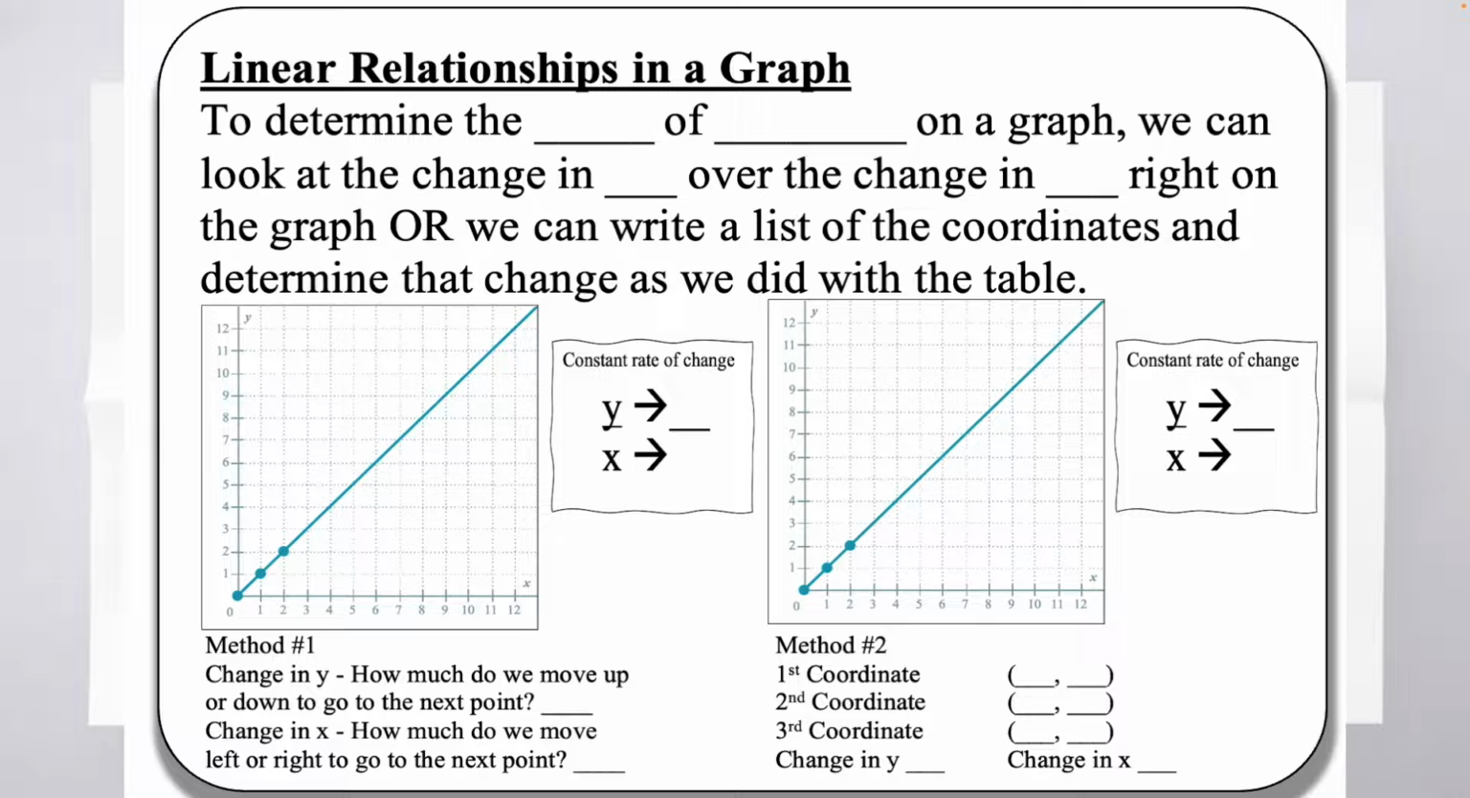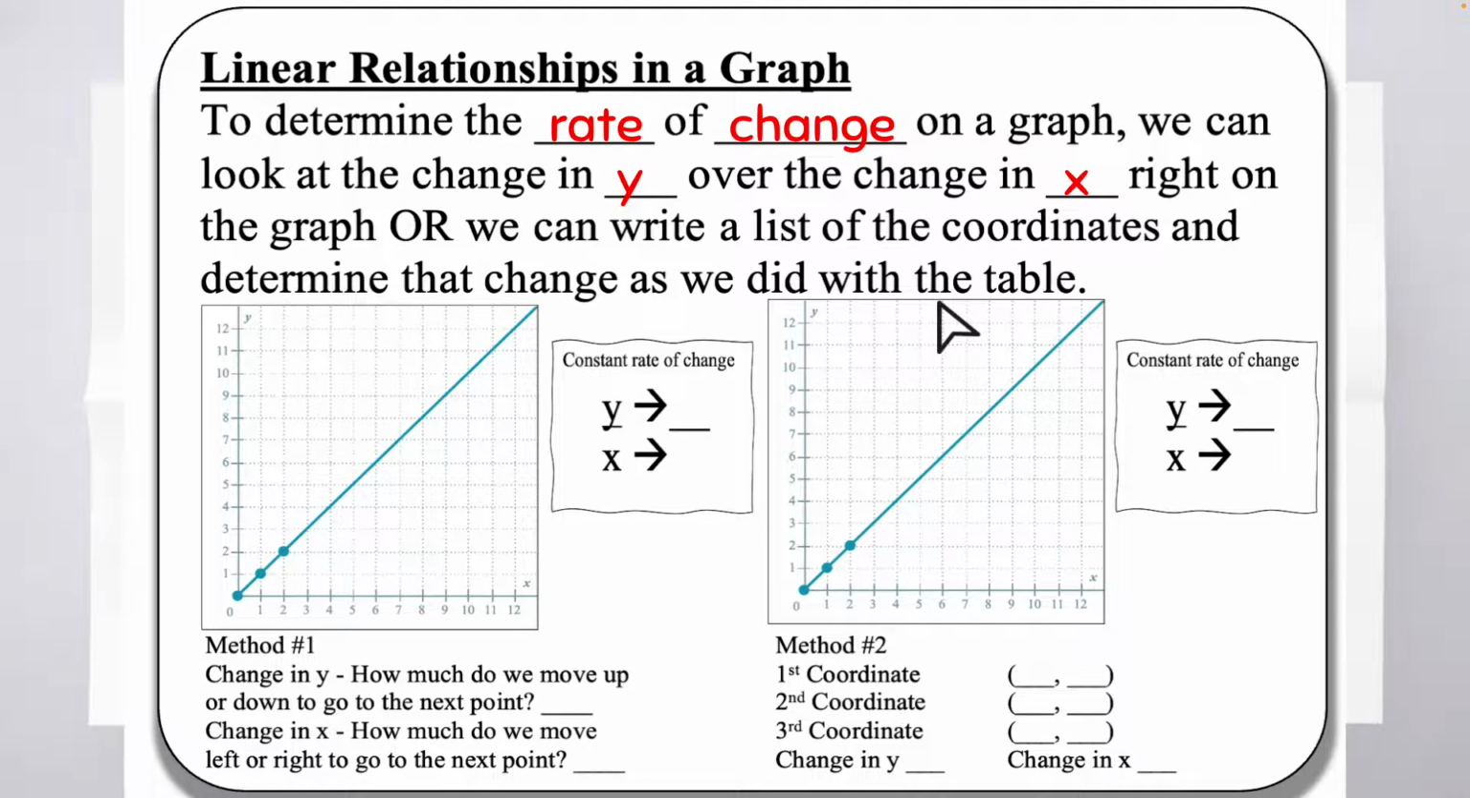So we're going to look at a graph. This one, we're going to determine the rate of change on a graph. We can look at the rate of change in y over the change in x, which is exactly what we did with the table. And we can do that right on the graph. Or we can write a list of coordinates and determine the change as we did with the table.